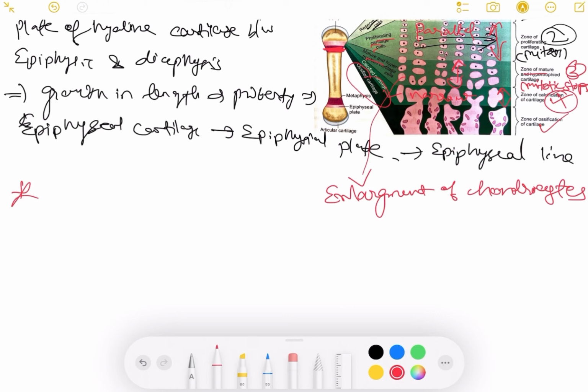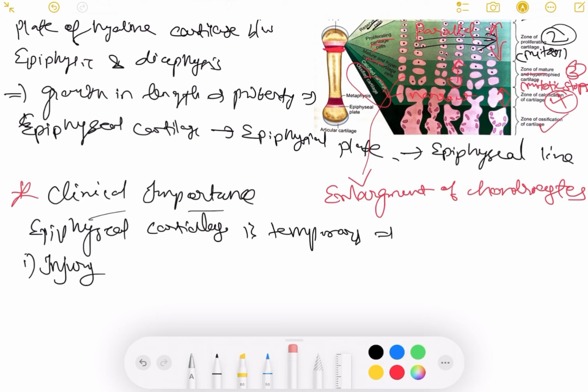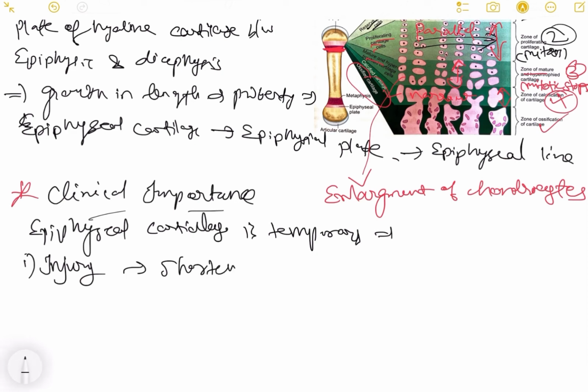Now let's talk about clinical importance. Talking about clinical importance, epiphyseal cartilage is temporary. You know that once one gains puberty, it turns into epiphyseal line. So during that, disorder is there. If any kind of injury happens in the epiphyseal cartilage, then it will lead to shortening of limb.